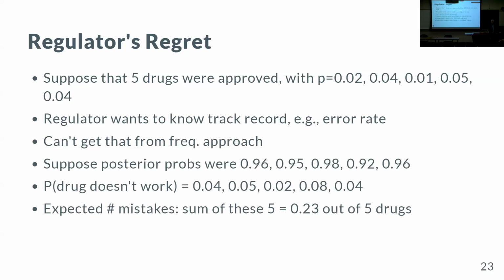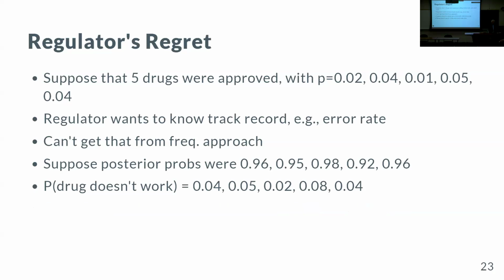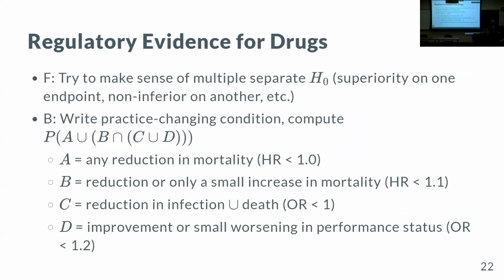So in those 5 approval decisions, you expect 0.2 of those to be wrong. So that would be how you calculate long-term success probabilities. It just can't be obtained from the frequentist approach. And so this is how we deal with multiple outcome variables. And so it changes your thinking.